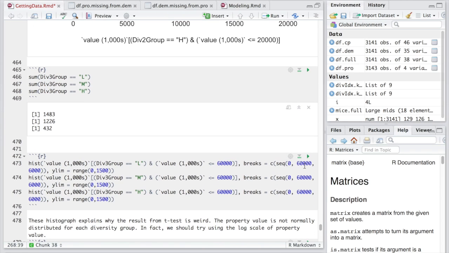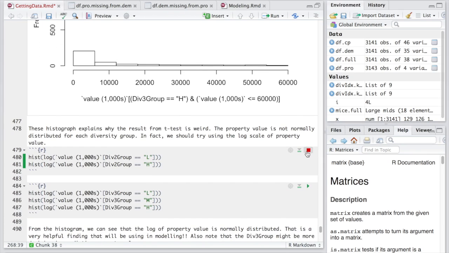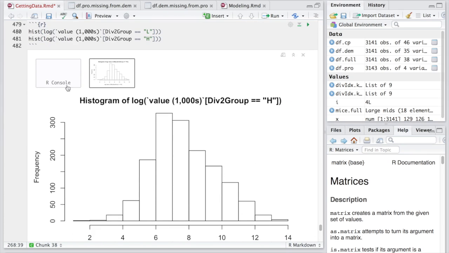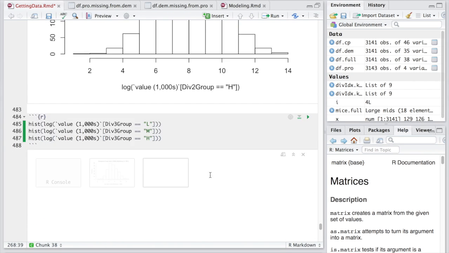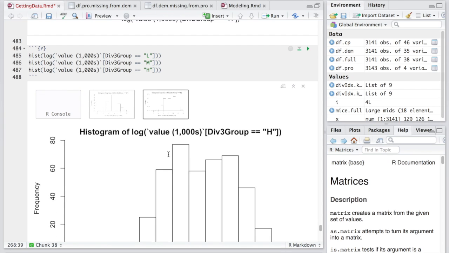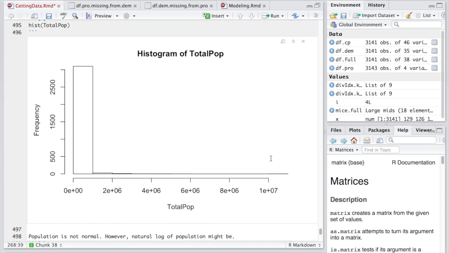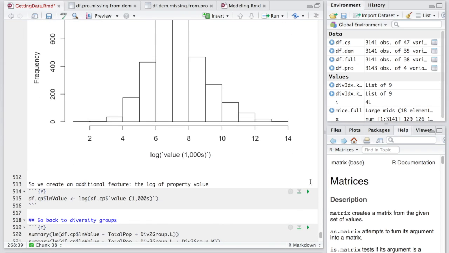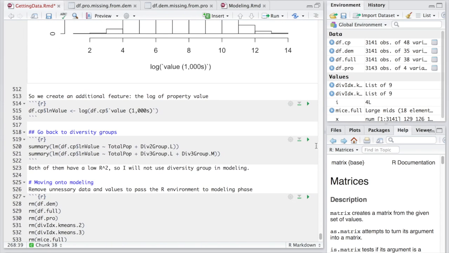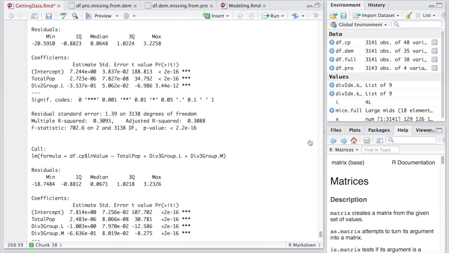If we plot the population, this is not a normal distribution. What if we take the natural log of population? The log value of total population is normally distributed. Then, the log scale of the property value must be normally distributed as well. After converting population and property value into log scale, we do the diversity grouped linear regression model again. The R-squared value is quite small for both of the models, so we are not going to use the diversity groups in the final modeling.